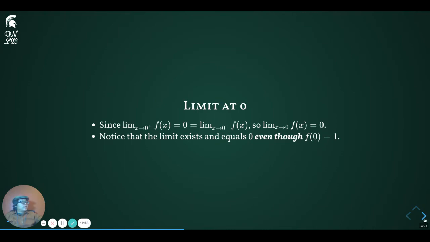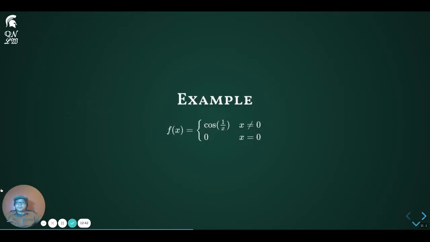Now let's do a third example. This time we're going to take f of x to be cosine of 1 over x when x is non-zero and set f of 0 to be 0. Notice that the piecewise definition is more or less required since 1 over x is undefined when x is 0, and so cosine of 1 over x is undefined there.